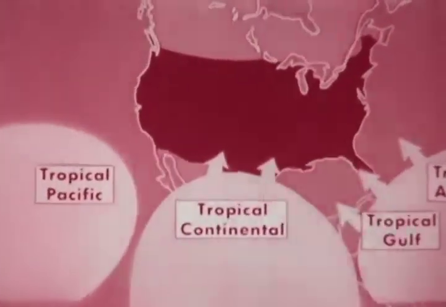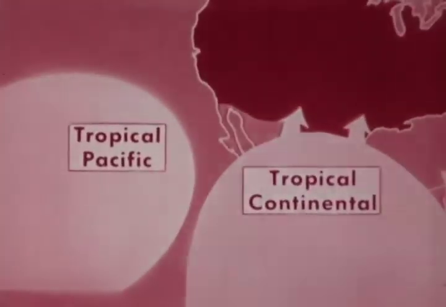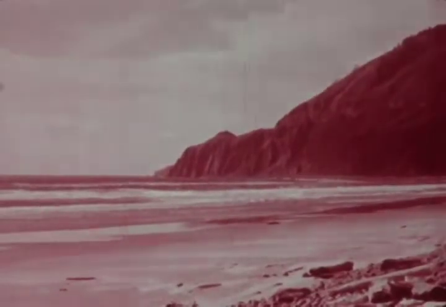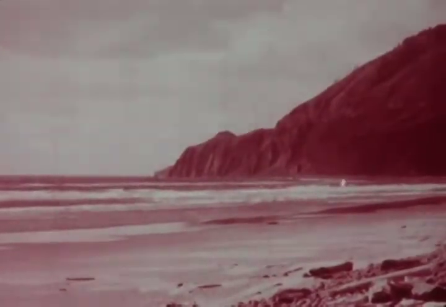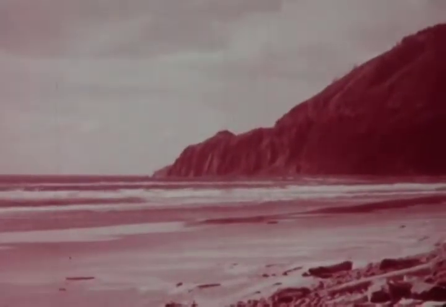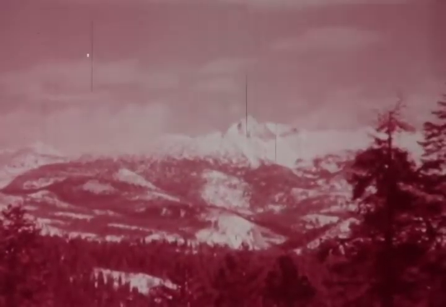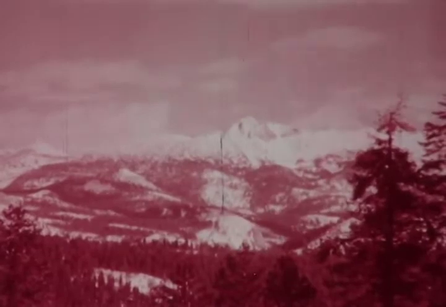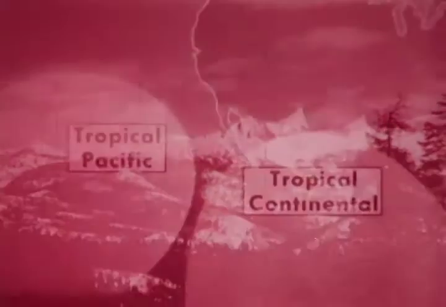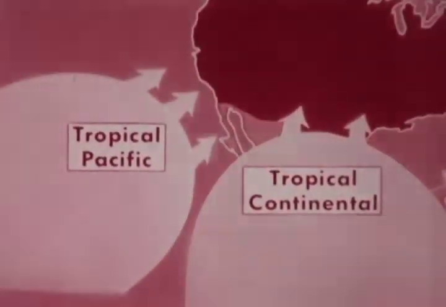Tropical Pacific air masses are also warm and humid. They form over warm parts of the Pacific Ocean and travel eastward to the Pacific coast of North America. As they cross the mountains near the west coast, they often produce rain or snow, moving on in an easterly direction.